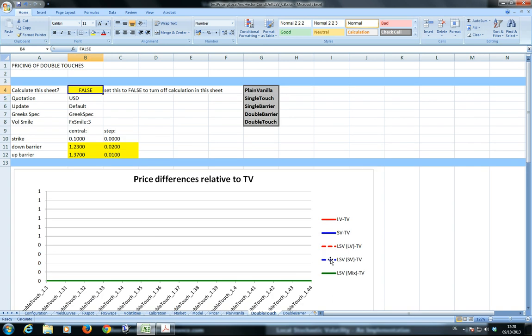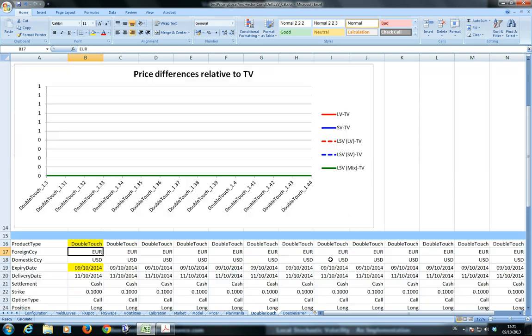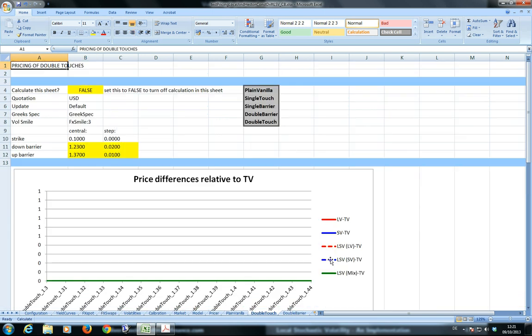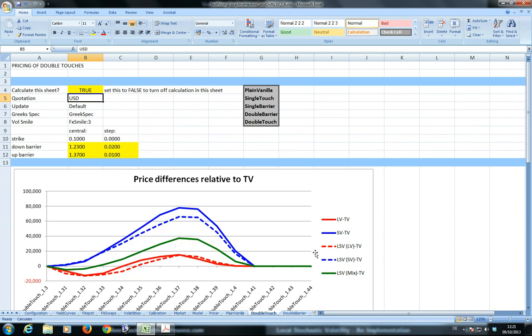Now we're going to move on to exotic products. The first example is a double touch product. It's again euro dollar, a 1 year maturity. The nominal is 1 million. Barrier down level ranges from 1.09 and upwards, and up level 1.3 and upwards. And we pay if we don't hit either barrier. So if we start calculating, we're going to see now price differences.